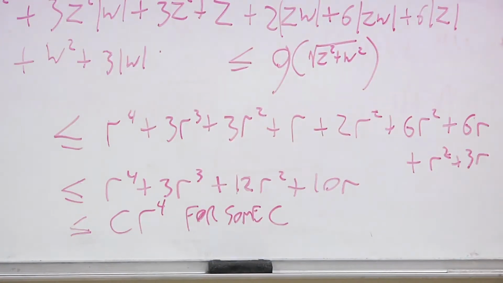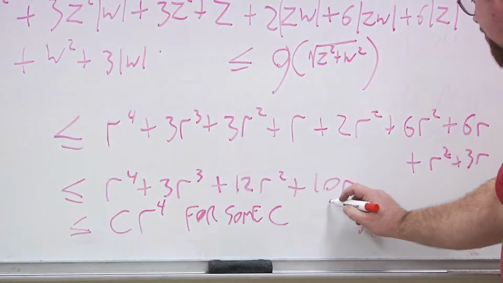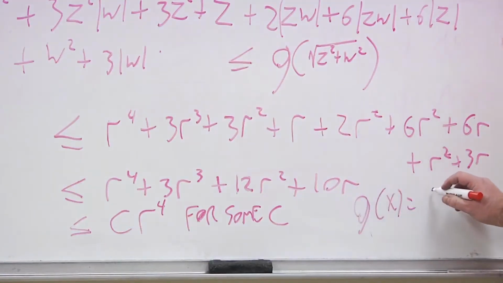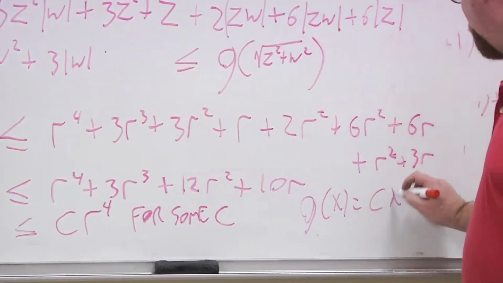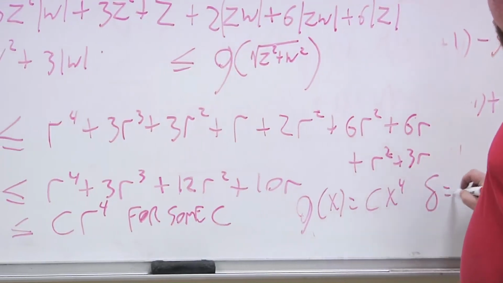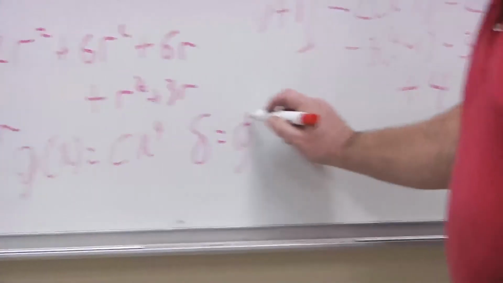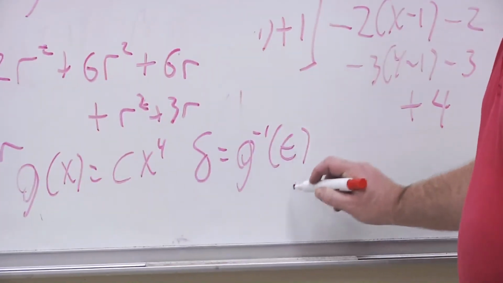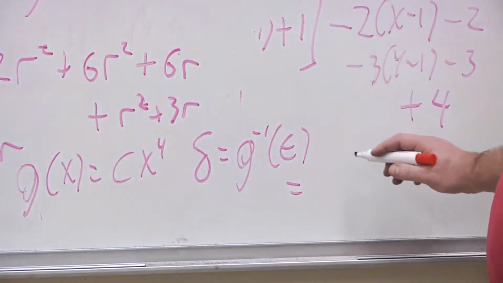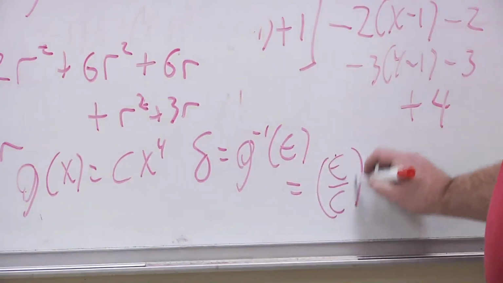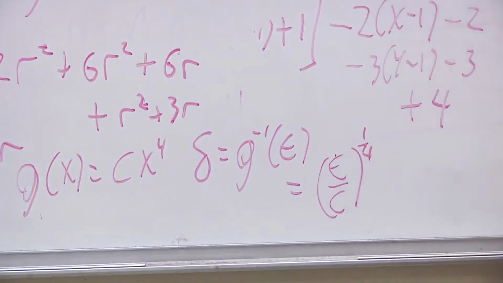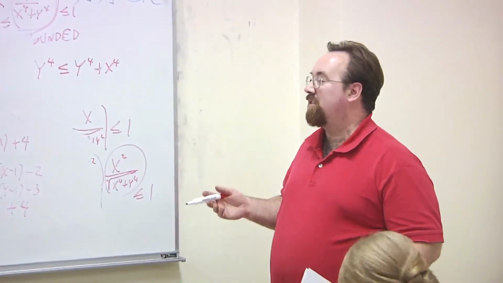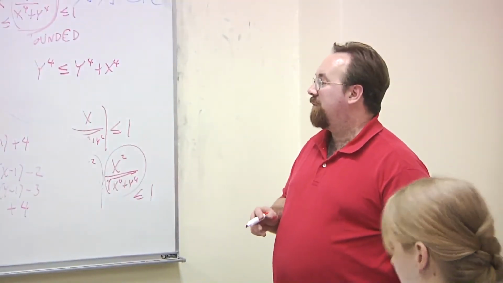that's going to work. So that means your g. So your function g of x is c x to the fourth. So delta is going to be g inverse of epsilon, which is going to be epsilon over c raised to the 1/4 power.